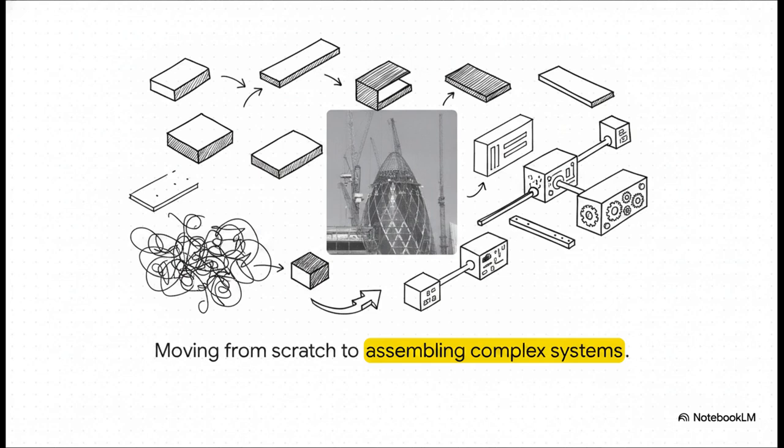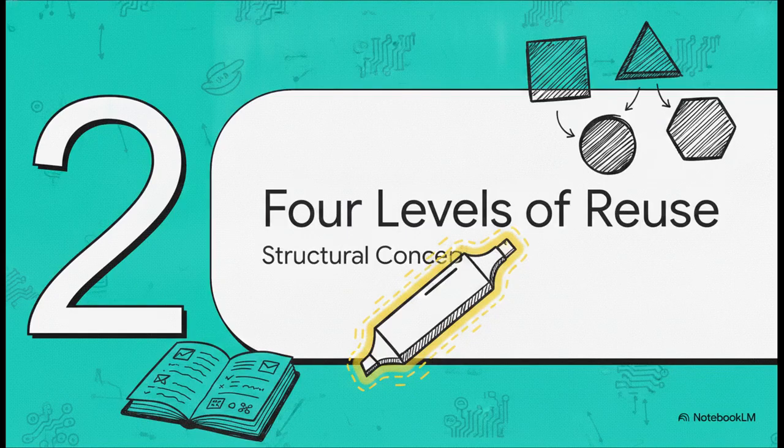Until about the year 2000, developers mostly wrote bespoke code. But today, modern enterprise software engineering is absolutely dominated by software reuse. We assemble complex systems using existing, tested, and reliable components. This huge shift is a direct response to businesses demanding lower costs, faster delivery, and much higher quality. Moving on to Section 2, the 4 levels of reuse.